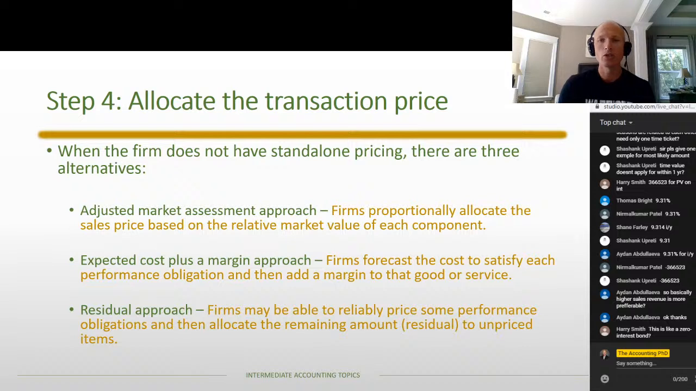And so what they do is you figure out which ones you can reliably estimate, and then allocate any amount beyond that to the unpriced items. So let's say that I have 3 performance obligations, and I can reliably estimate 2 of them. Well, I assign those amounts, and then the residual amount gets assigned to the third. Again, we're going to illustrate this, but I want you to understand that these all 3 are acceptable approaches under the new guidance for revenue recognition.